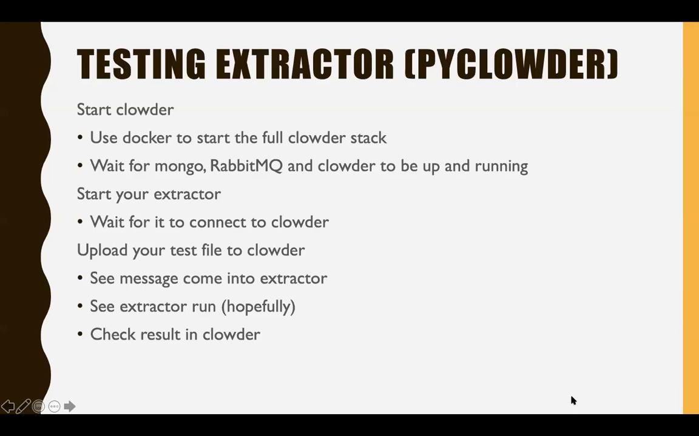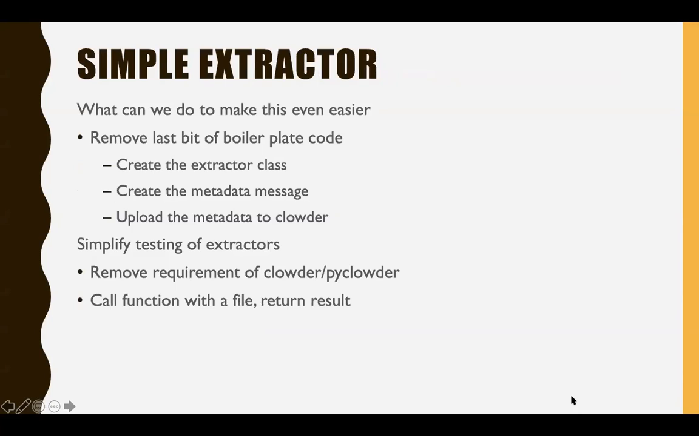The disadvantage of this is clearly that to be able to do even a very first type of testing, I need to bring up this whole Clowder stack, and I have lots of dependencies that I need to make sure are working correctly. So we started thinking about it, and we want to make it simpler. So, simple extractor. What can we do to make this easier?